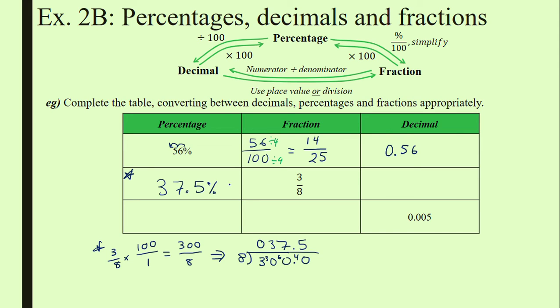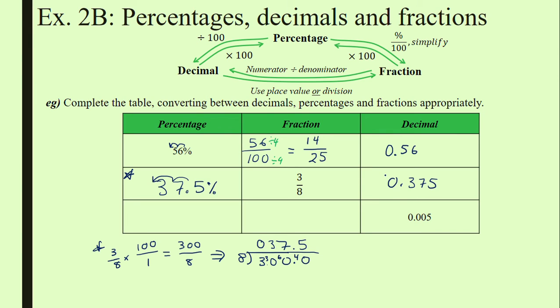To convert that to a decimal now is nice and easy. Again, we need to push the decimal back 2 places. So that gives us 0.375. If you had left this as a 3, your decimal point would have been here and then here. So you would have had exactly the same answer if you had done the decimal conversion first before the percentage. Converting between percentages and decimals is nice and easy. It's the fractions that make it a little bit more difficult. All right, the last example now.